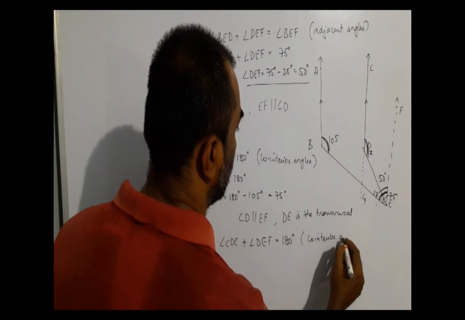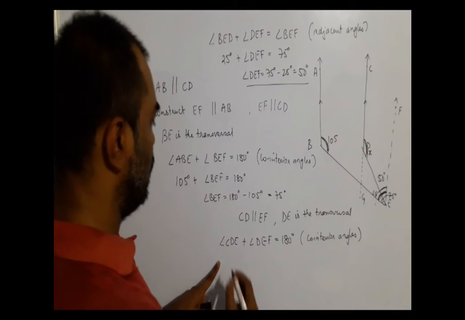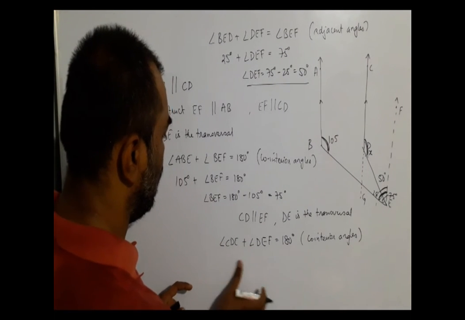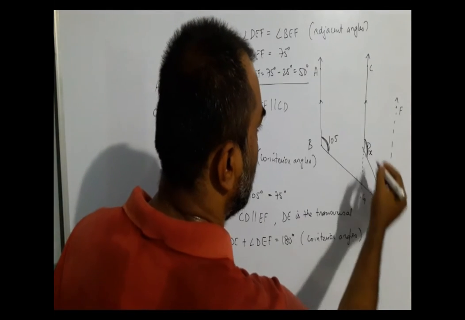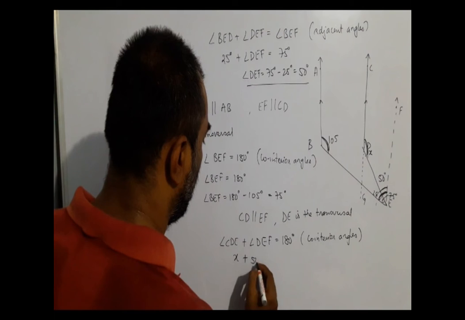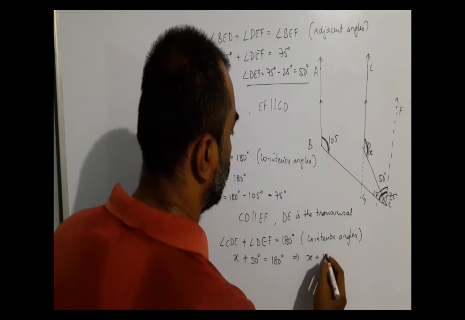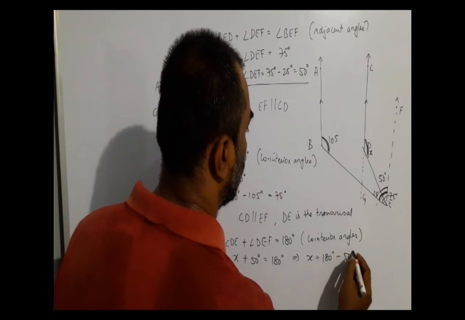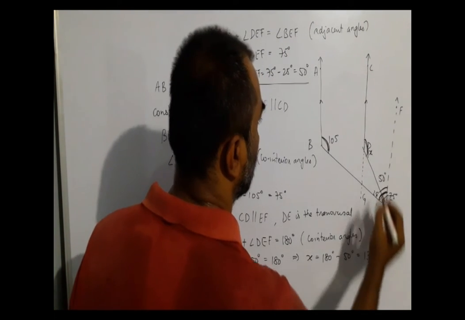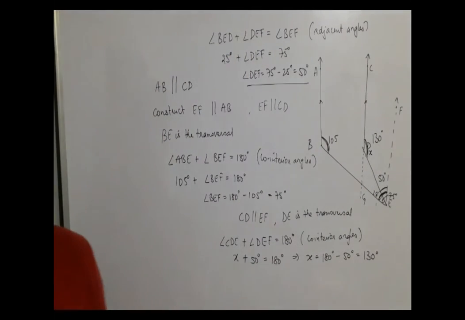Co-interior angles, so they are supplementary, sum is 180. Now CDE is the x we want to find. DEF we found was 50 degrees, so x is equal to 180 degrees minus 50 degrees, that is 130 degrees. So we have found the answer x equal to 130 degrees by writing down all the properties. Using the formulae we have come to the answer.